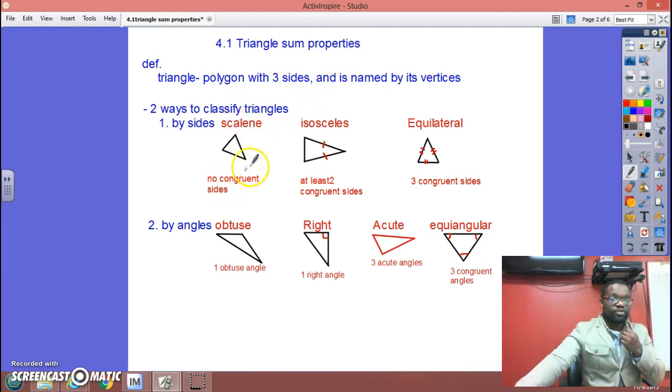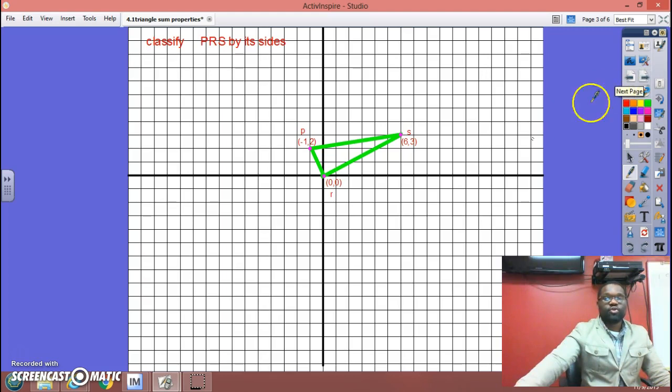Here's the naming by sides: scalene, no congruent sides; isosceles, at least two congruent sides; and equilateral, three congruent sides. And classifying triangles by angles: obtuse is one obtuse angle, meaning greater than 90, right? Right is one angle that is a 90-degree angle. Acute, all three angles are less than 90, and equiangular means that all three angles are congruent or equal.